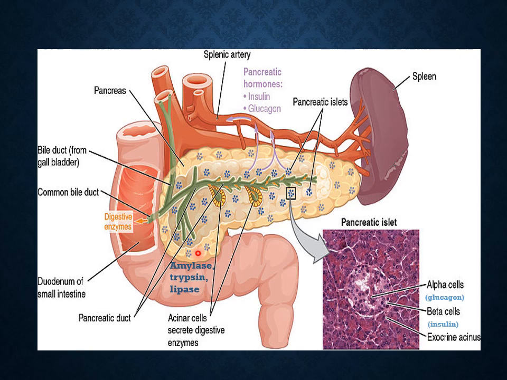It consists of two types of cells. The bulk of the gland is formed by cells known as acinar cells. More than 80% of them will be acinar cells, which are responsible for the secretion of digestive enzymes: amylase, trypsin, and lipase. Scattered among these acinar cells are cells known as islet cells, pancreatic islets, which secrete hormones, mainly insulin and glucagon.